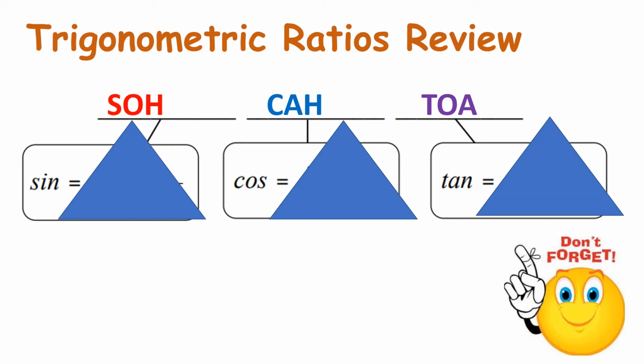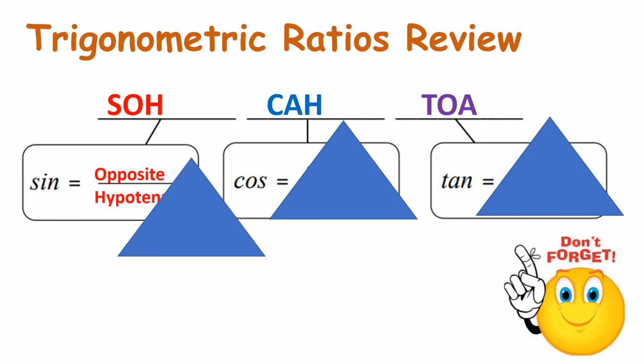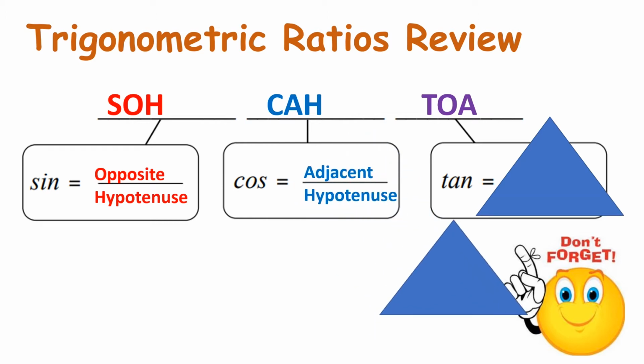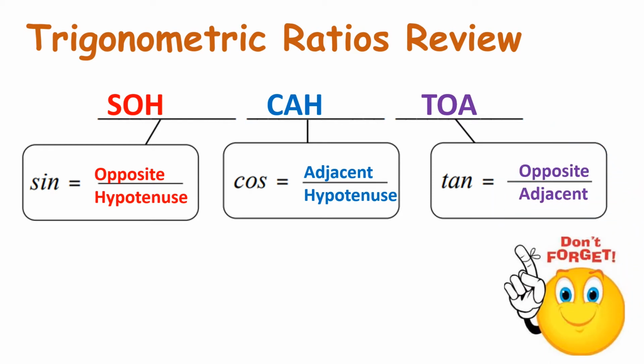If you remember the acronym SOHCAHTOA, what is our ratio for sine? Well, it would be opposite over hypotenuse. Cosine, can you remember? Adjacent over hypotenuse. And tangent, what would that be? It would be opposite over adjacent. So we're going to be using these same trigonometric ratios to complete problems involving angles of elevation and depression.